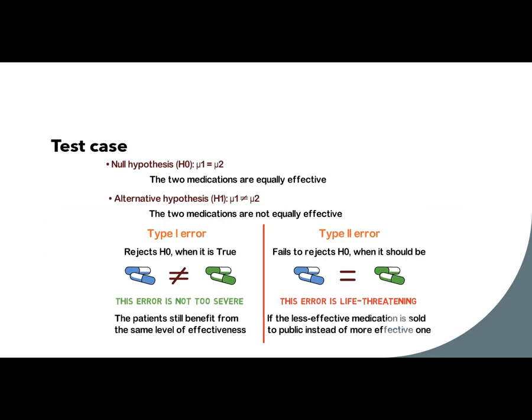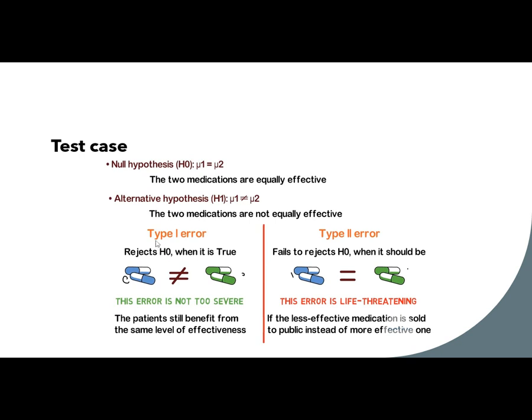So let's consider a test case. Null hypothesis and alternative hypothesis have been done. For the null hypothesis, the two medications are equally effective. We are taking two drugs over here. This is type 1, this is type 2.